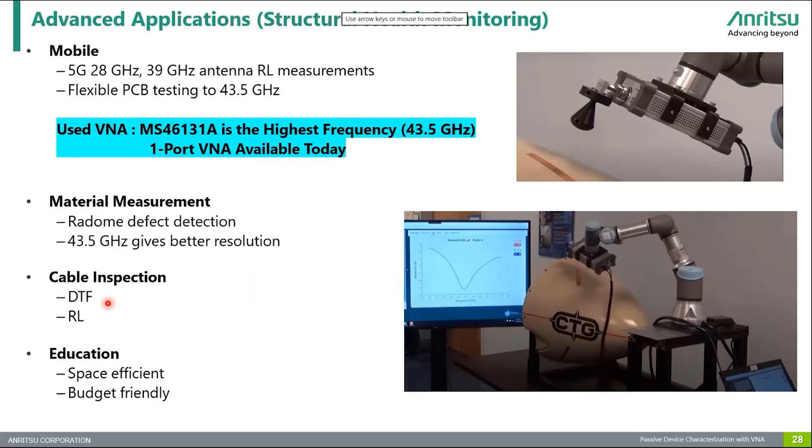For cable inspection, the VNA supports DTF, which is distance to fault, and return loss measurements. These are vital for identifying and locating faults in long or embedded cables, such as those used in aircraft, satellites, and industrial systems. Lastly, the images on the right illustrate the real-world use cases, including robotic arms performing precise measurements, highlighting how this VNA integrates into automated test setups for high-frequency diagnostics. The MS46131A is a great fit for educational environments for its compact size and cost effectiveness also.